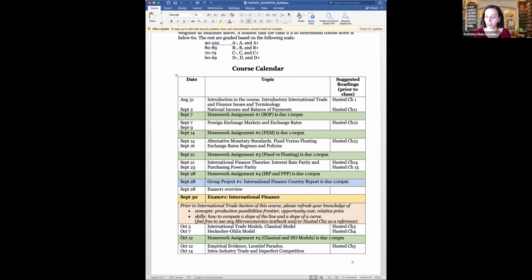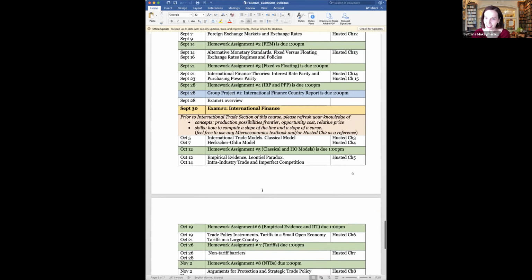Throughout this large section on international finance, students would have weekly online homework assignments. And at the end of this block, after students cover all the topics and have exposure to the structure of the balance of payments, when they understand what exchange rates are, the differences between fixed and floating exchange rates, interest rate parity, and purchasing power parity, they are asked to complete their international finance country report, exploring all these issues for the country of their choice, right?